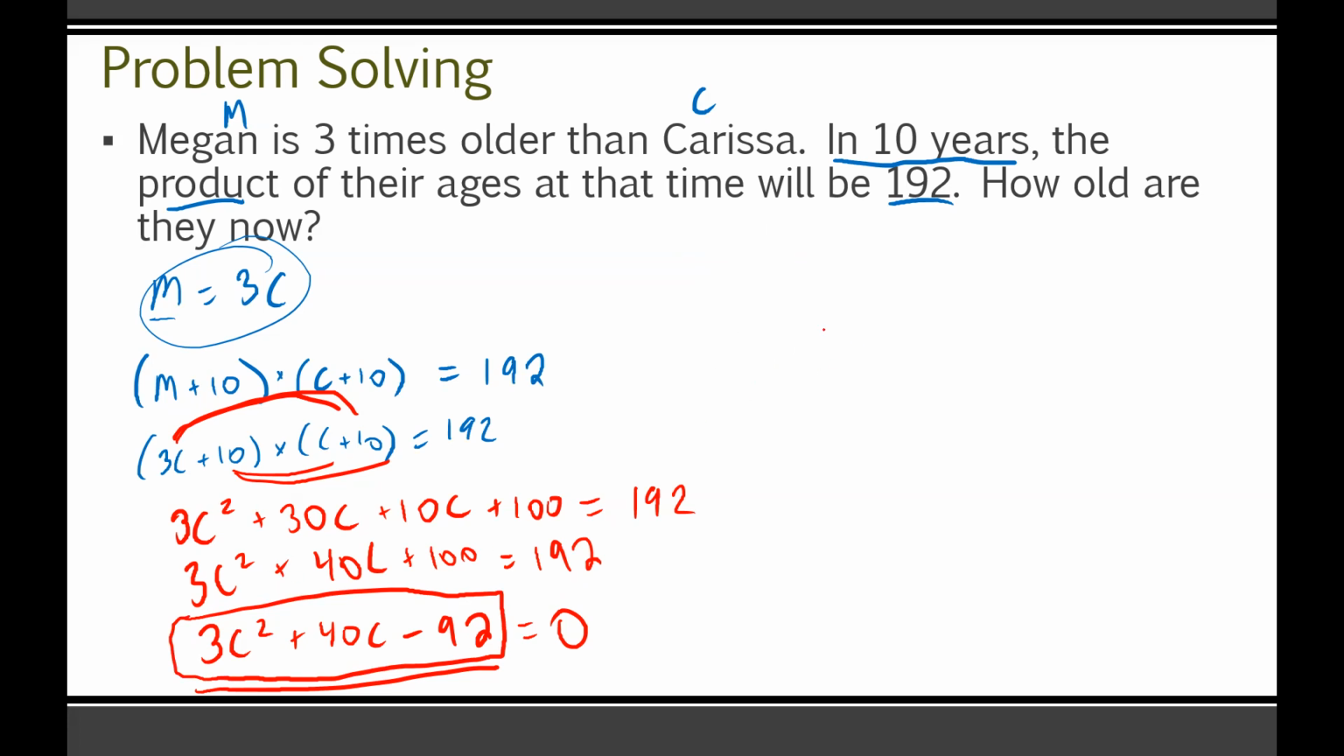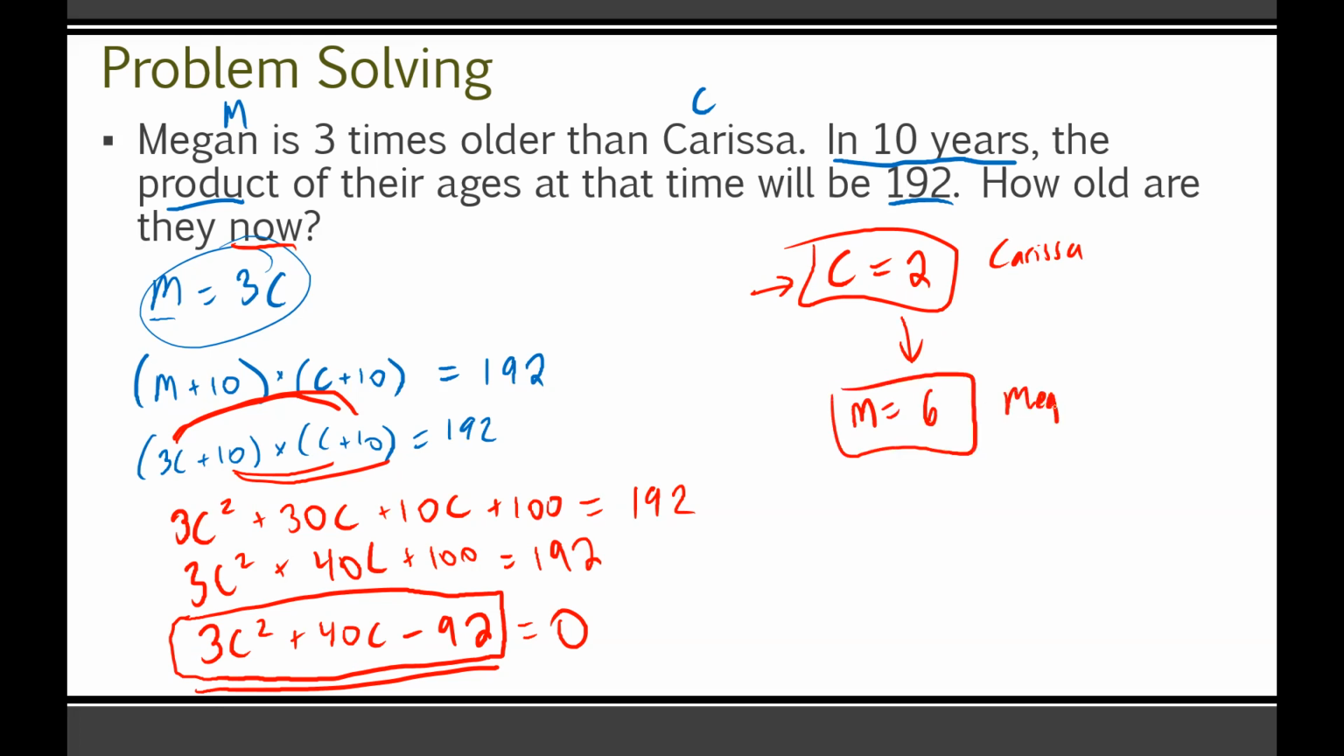So hopefully when you did this, your graphing calculator would tell you that you're going to get Carissa's age. So C equals 2, right? That means Carissa's age is currently 2, right? Because it's saying how old are they now? So we wanted to find C. So Carissa is 2 years old. I'll label that there, Carissa, perfect. And we know Megan is 3 times Carissa's age. So what's Megan's age? Well, Megan would be 3 times 2. Megan is 6 years old in this case.